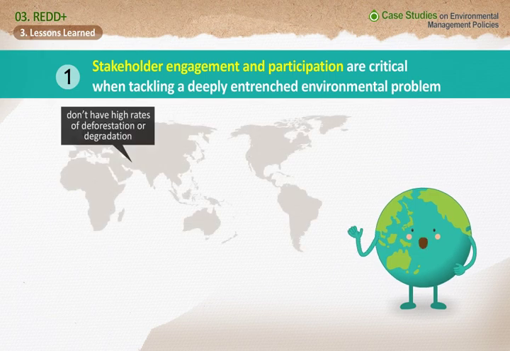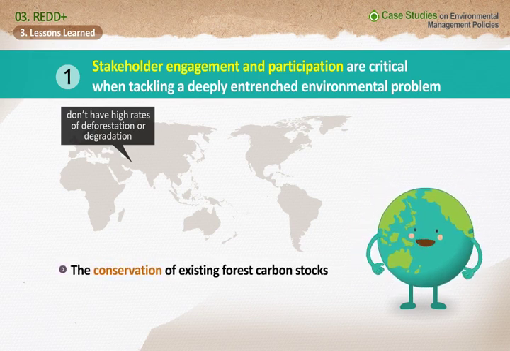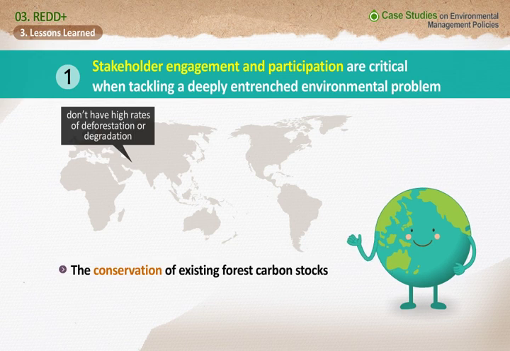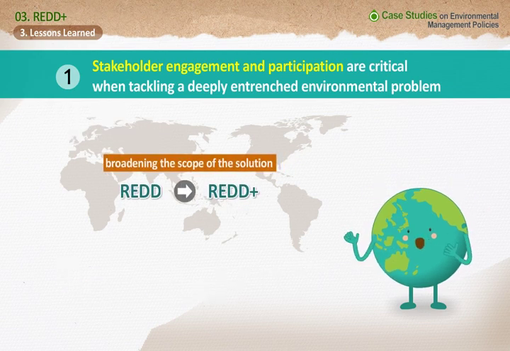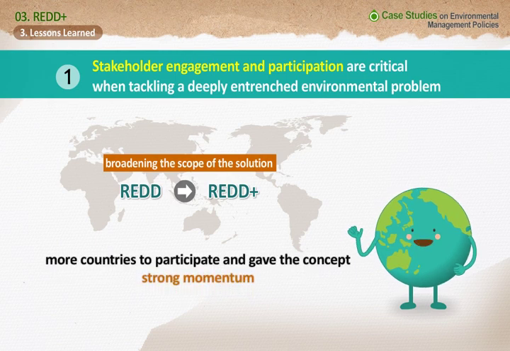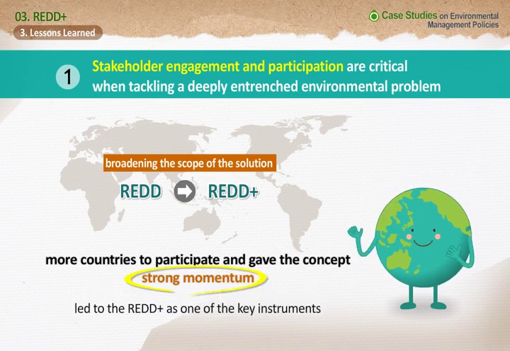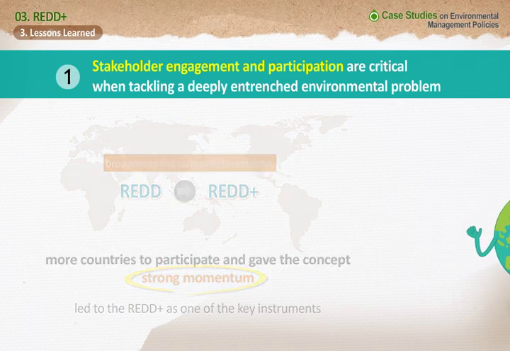Some countries don't have high rates of deforestation or degradation, but the conservation of their existing forest carbon stocks is important, and they may have the potential to increase these stocks. Broadening the scope of the solution from REDD to REDD+ allowed more countries to participate and gave the concept strong momentum, which ultimately led to the inclusion of REDD+ as one of the key instruments of the Paris Agreement.